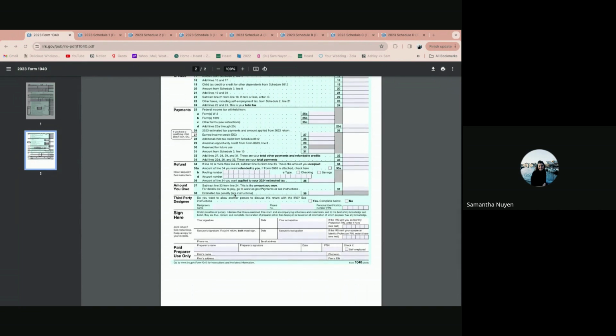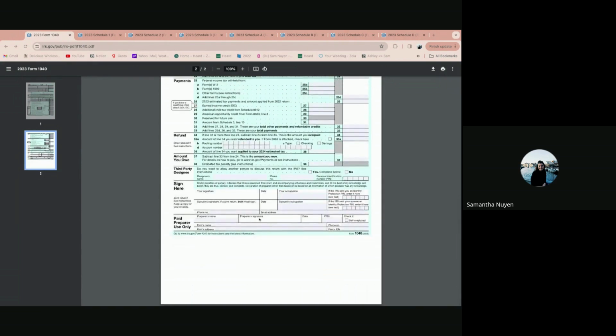Line 38 is if you receive a tax penalty from the IRS for not paying quarterly taxes either on time or underpaying, you would have a tax penalty in line 38. The tax return is then signed by you and the tax preparer. And again, this is going over the initial few pages of your tax return.